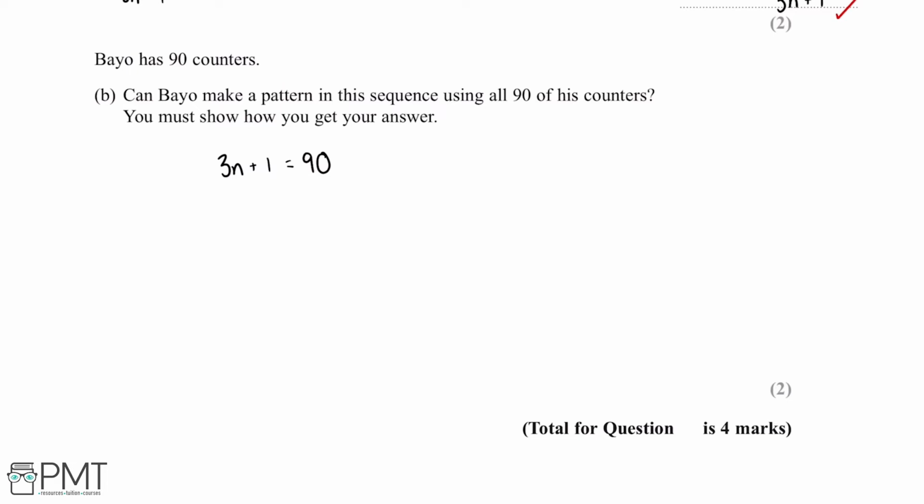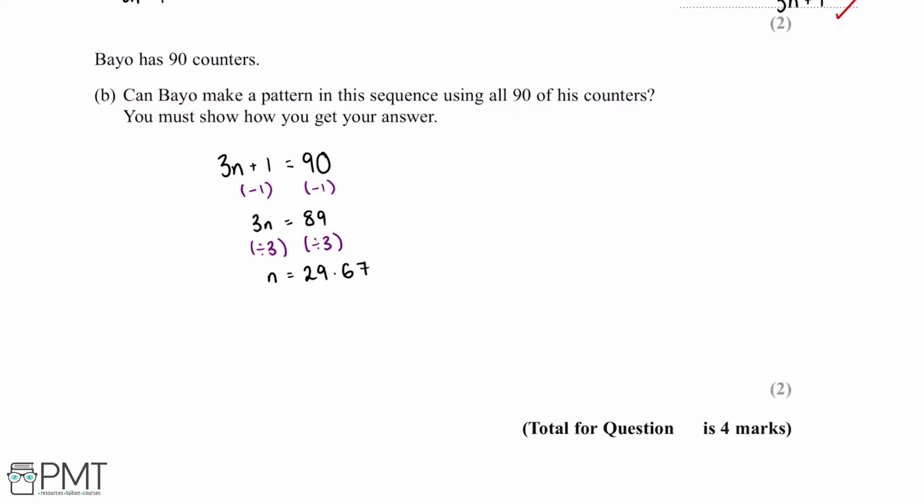n the subject. So the first thing we can do is minus 1 from both sides, and this tells us that 3n is equal to 89. And finally we can divide by 3. And 3n divided by 3 gives us n, and 89 divided by 3 gives us 29.67. Now if 90 was included in the sequence 3n plus 1, then n would be equal to a whole number, because n is the number of the term. So therefore Bayo cannot make this pattern from 90 counters.